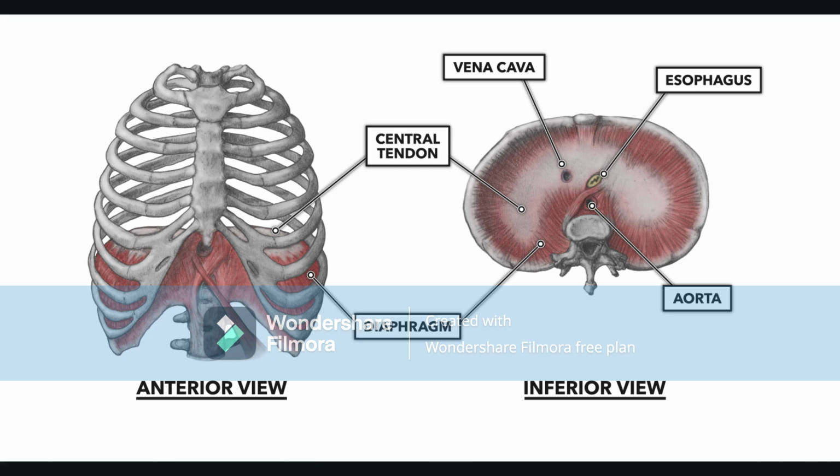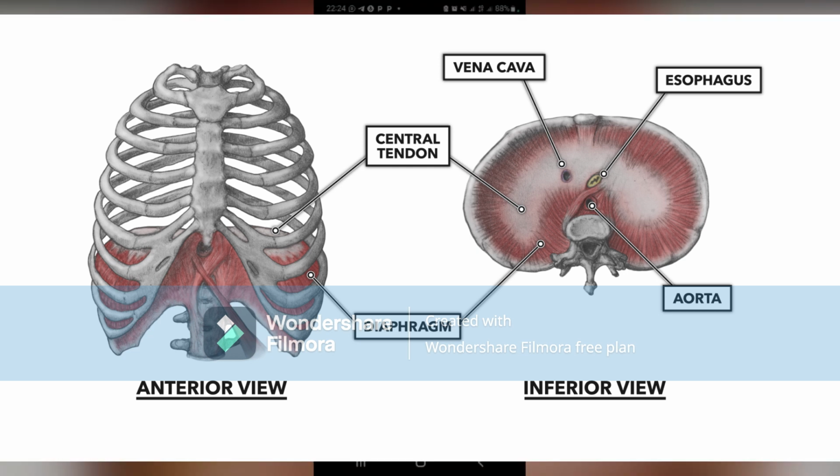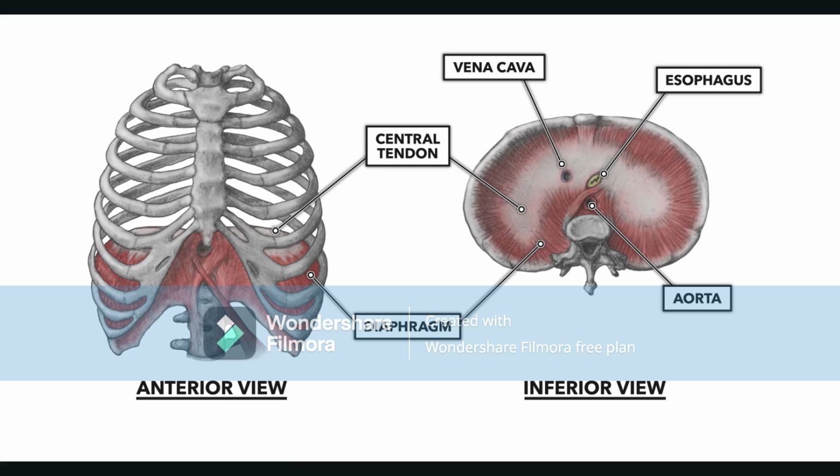Alright. Then the last opening is your aortic opening. It lies at the level of T12 thoracic vertebra. It transmits your aorta, your thoracic duct, and your azygos vein. This aortic hiatus lies between the right and left crura, which are joined by the median arcuate ligament.